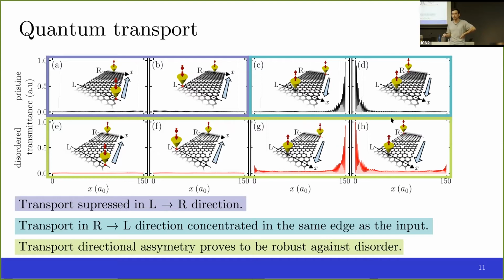When introducing disorder, we observe that the directional asymmetry is strongly robust, even in this case where we have point-like disorder, which should mix processes at all momentums. But we observe that the asymmetry is still strongly robust.